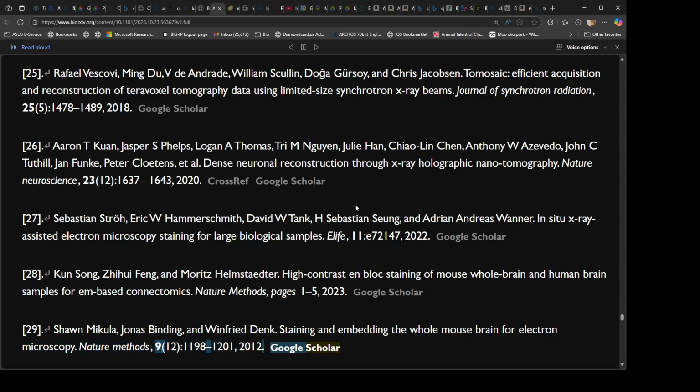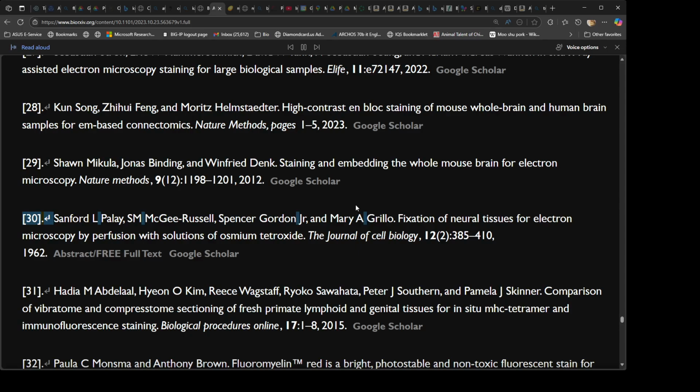Google Scholar. 30. Sanford L. Pillay, Smjee Russell, Spencer Gordon Jr., and Mary A. Grillo. Fixation of neural tissues for electron microscopy by perfusion with solutions of osmium tetroxide. The Journal of Cell Biology, 12, 2385, 410, 1962. Abstract, free full text, Google Scholar.